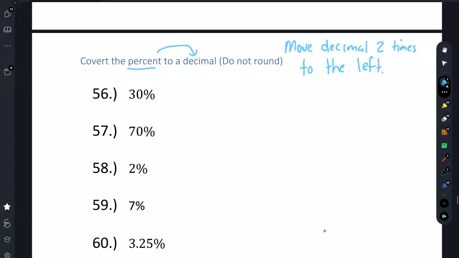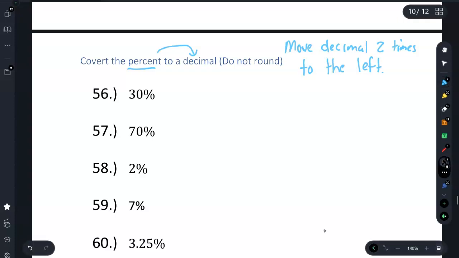So with number 56, I don't see my decimal. So the biggest question that I have is, where's the decimal at? The decimal is always behind the whole number. So this whole number is 30%. So the decimal would be behind 30. If you don't see it, that's where it's understood to be, behind the number. Not in front of the number, behind the number.